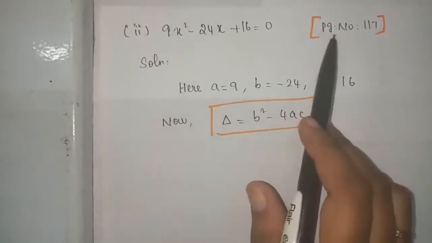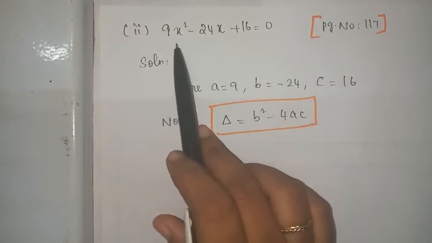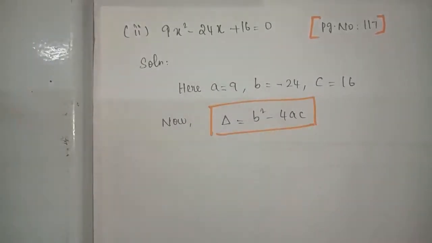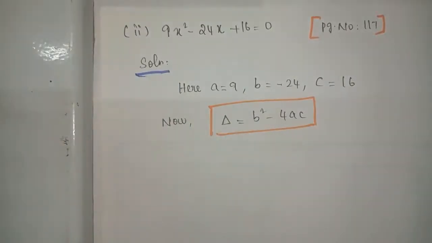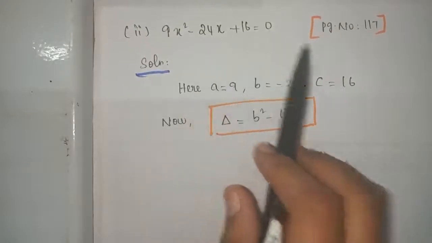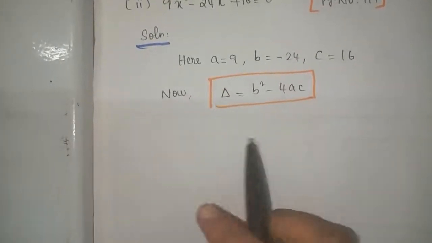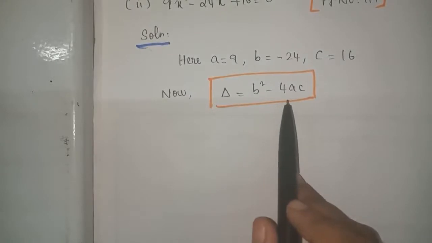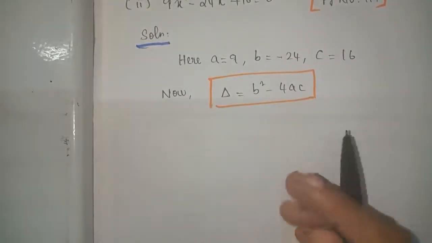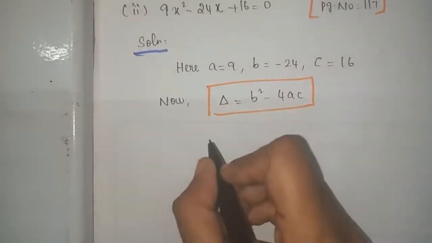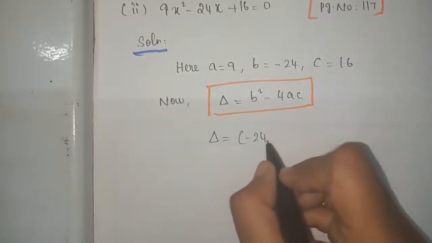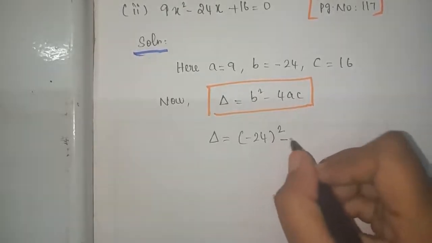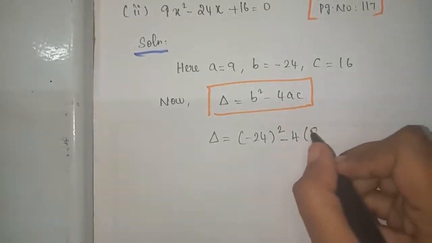Second subdivision, page number 117. 9x² − 24x + 16 = 0. Solution: here a = 9, b = −24 and c = 16. Now we know the formula delta = b² − 4ac. We are going to find the nature of roots. So delta = b² is (−24)² − 4 into a value is 9 and c value is 16.